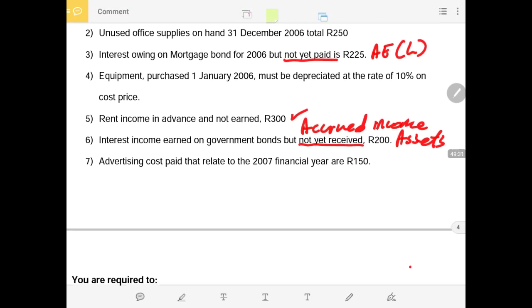Sorry to digress and go up and down, but I want to make sure that there is enough clarity with regards to this concept because they are very crucial in financial accounting. Hence, I've used this question because it covers all the accruals, prepaid income, received in advance, accrued income, accrued expense.